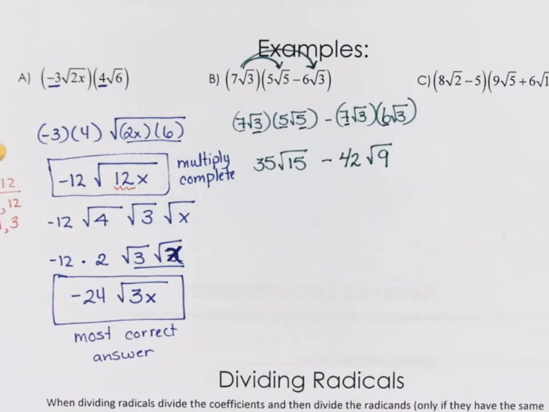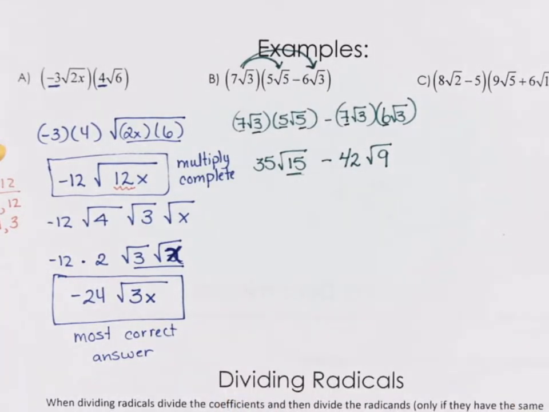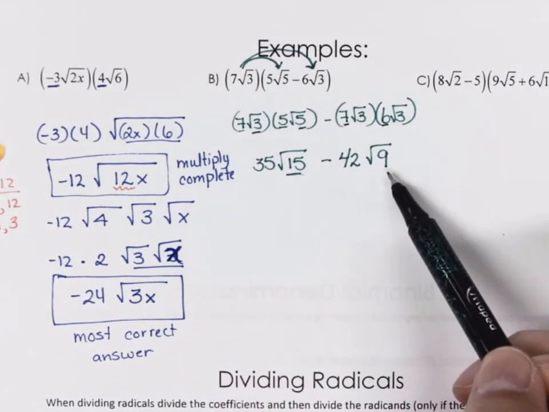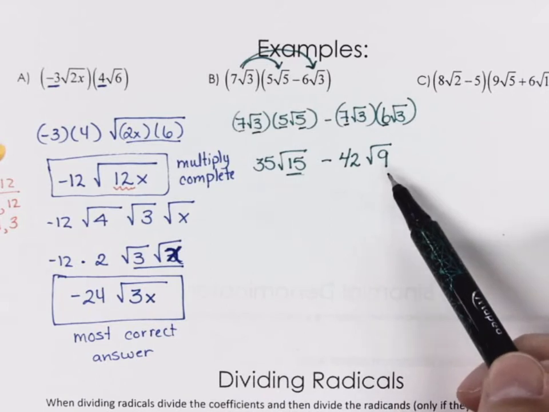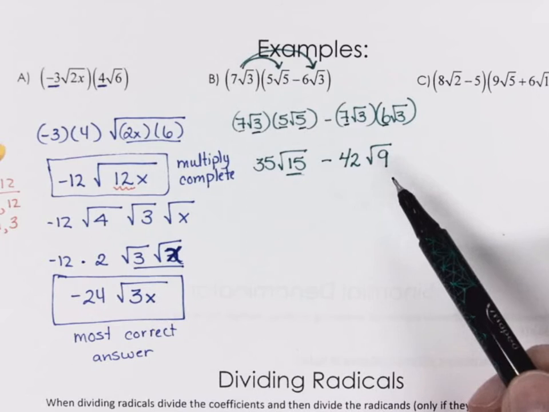Is 3 or 5 a perfect square, right? So 3 and 5 are our only factors, and none of them are perfect squares. So I actually can't simplify this. This one stays. What about root 9? It is a perfect square, right? So you can just do the square root.